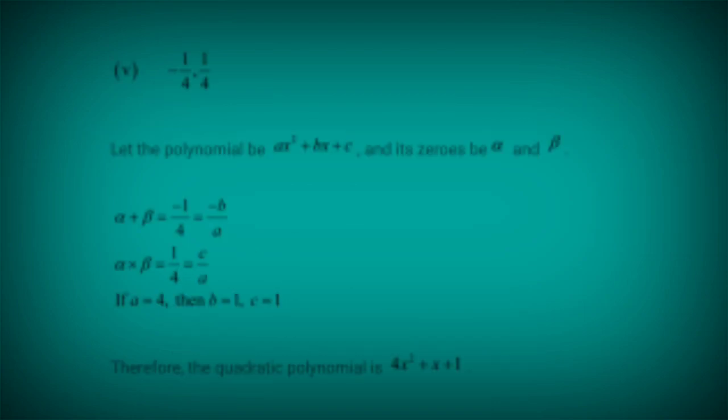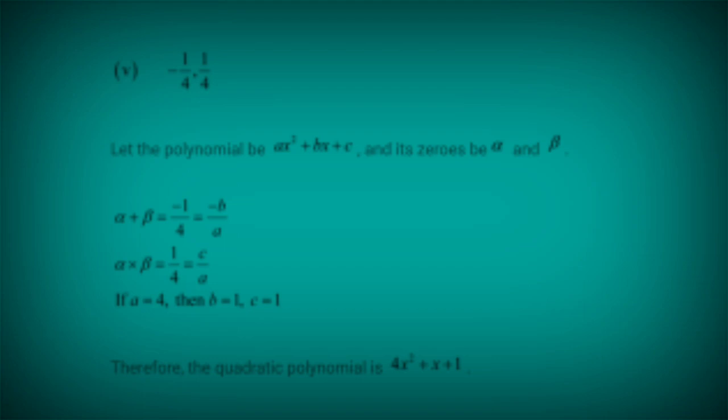The next problem is the fifth one, minus 1 divided by 4 and 1 divided by 4. The same thing we can apply here. Alpha plus beta equals minus 1 divided by 4. This is the easiest one. This can be written as minus b divided by a, which is there in the standard form. In the previous problem we considered it as minus of minus 1, but here it is not like that, it is minus b. So here b equals 1 and a equals 4.